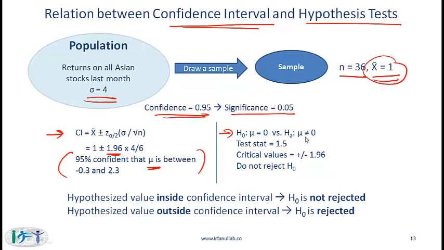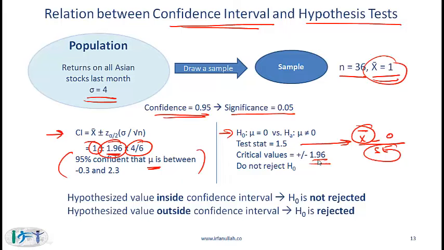Here you believe that the population mean is not 0. That's why we have the not equal to sign here in the alternate. We compute the test statistic, which is 1.5, and this test statistic is based on x bar minus mu naught, which is 0, divided by the standard error, which is 4 over 6. So notice we are using similar numbers in both cases. The critical value is plus or minus 1.96, which also was used with the confidence interval.